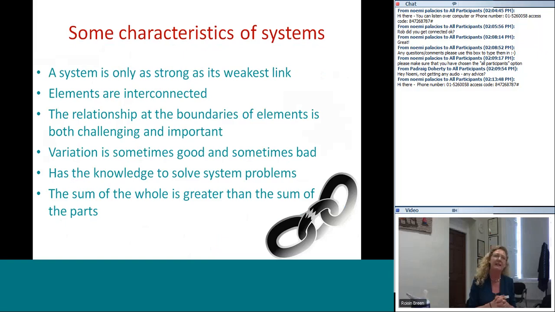And the first is that a system is only as strong as its weakest link. So if we have almost everything working really well, but not everything, well then the outcome for the service user isn't going to be great, or the outcome of improving the health of the population is going to be pulled back by the weak link.